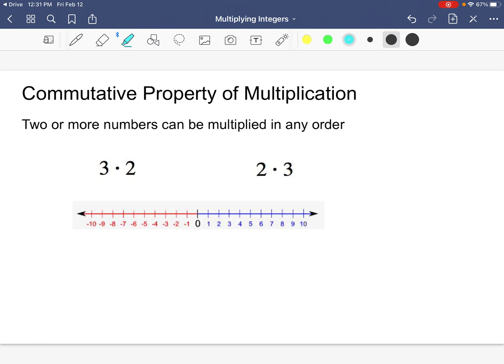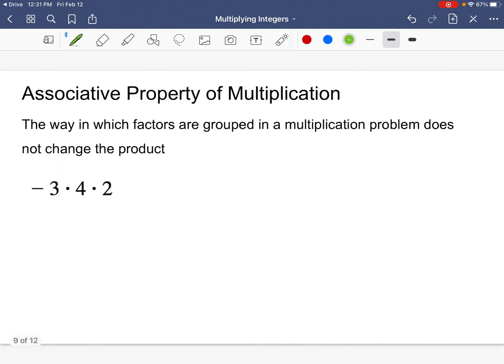The commutative property says that two or more numbers can be multiplied in any order. So 3 times 2 is the same as 2 times 3. And the associative property says that you can group them and multiply them in any order. So you could have negative 3 times 4 first and then multiply that by 2. Or you could have 4 times 2 first and then multiply that by negative 3. You'll get the same answer.